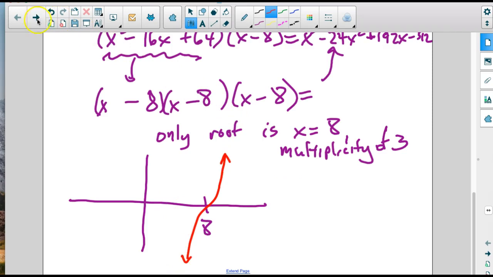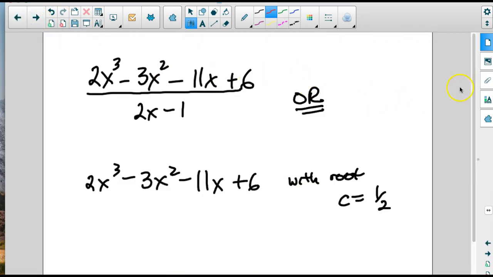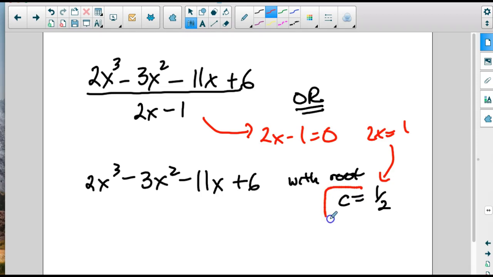All right, let's do the second example of a similar problem. So if we have this one, this is 2x cubed minus 3x squared minus 11x plus 6 divided by 2x minus 1. That means the root, if we take a look at this, the root is 2x minus 1 equals 0. So that means 2x equals 1, and x is 1/2. So they could write it like this as well, with that being a root of this.